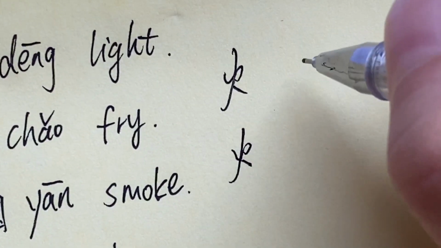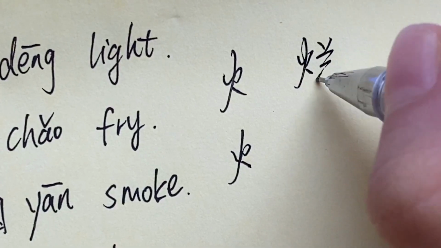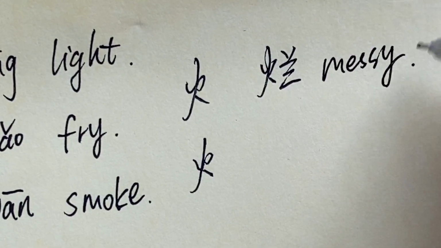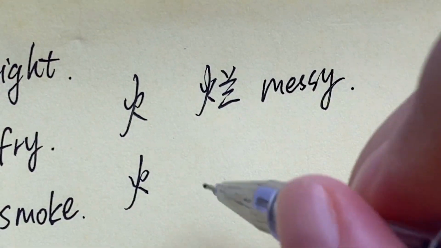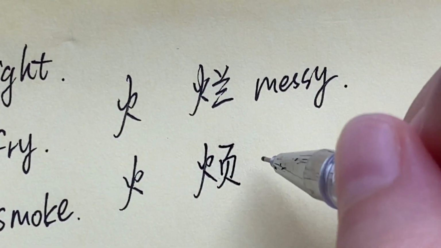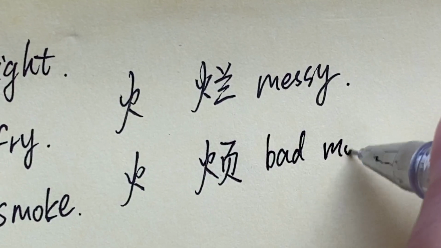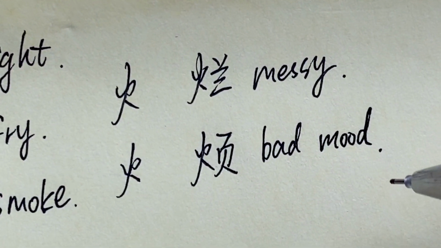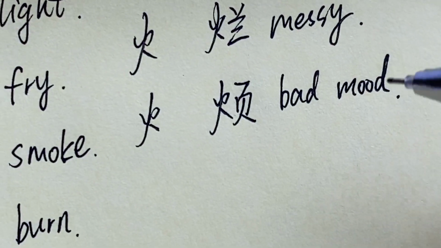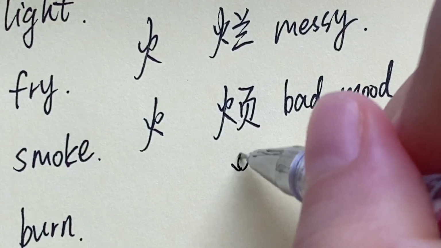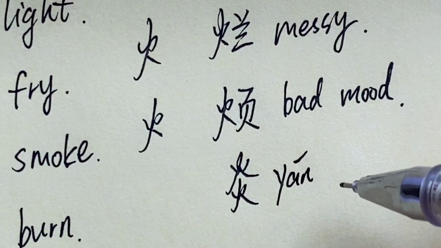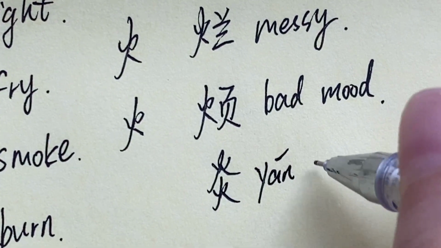For example, 烂, messy. 烦, means bad mood. To bother. 严, means burning hot.